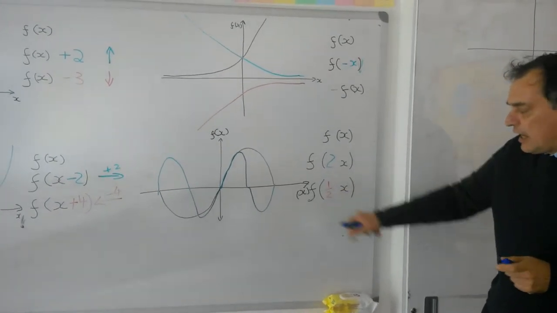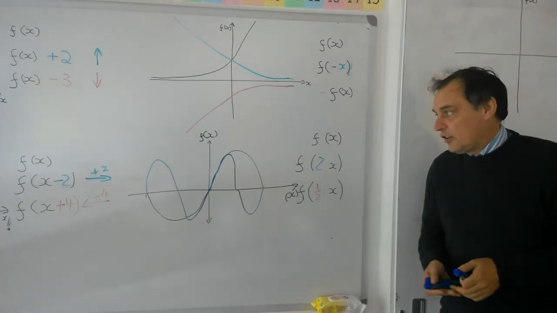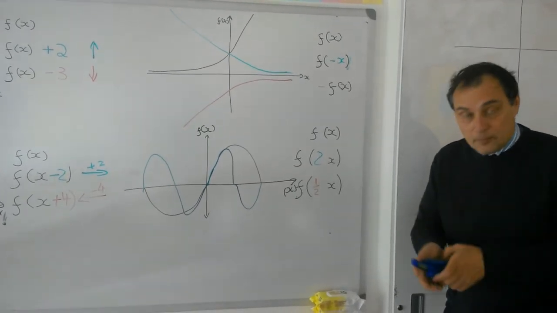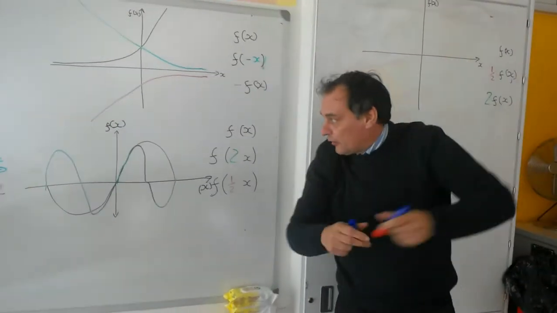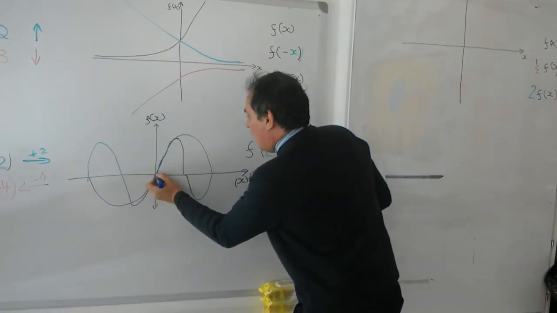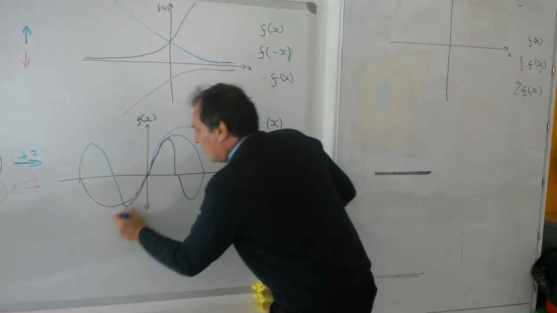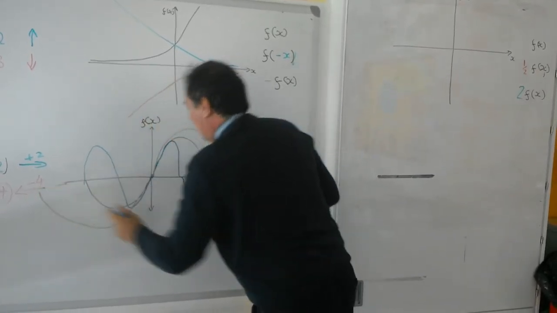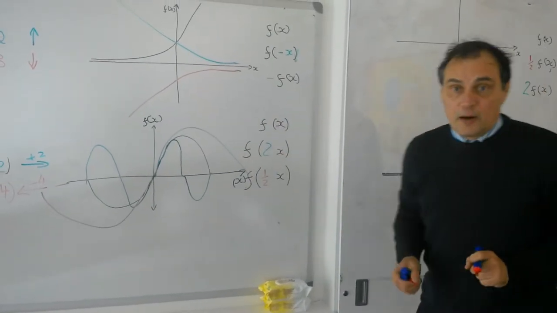Now this one here, if we've got a half inside the bracket, it means it takes twice as long to complete, or it only completes half within the cycle. So we've got to stretch it out like that. So f(half x) with the red pen will actually look like that. So that's pulling and pushing in a horizontal direction.